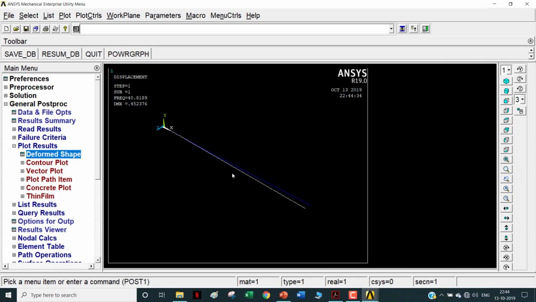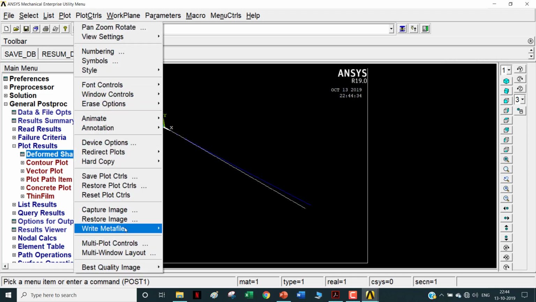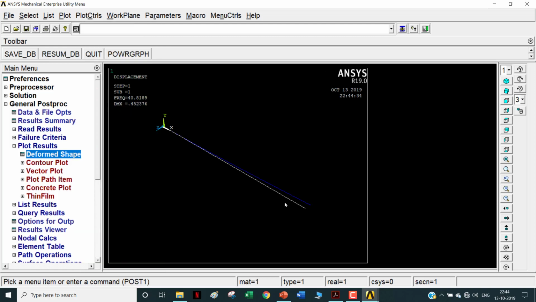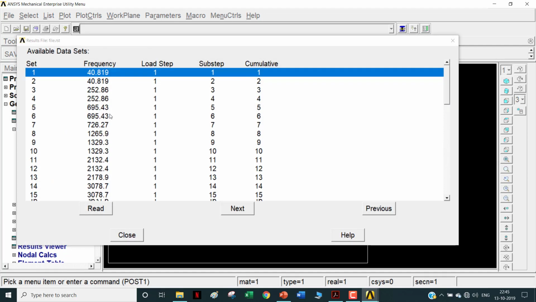Just save this image, capture this image using plot control, write meta file, invert black or white, and save it to ANSYS. So for all the first 5 frequencies that match with the theoretical answer, save this model image, right? Now let me go on to the second value, which is 252. So read results, by pick, select the 252.